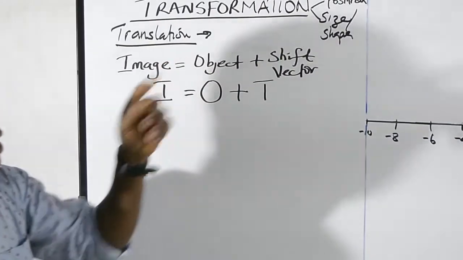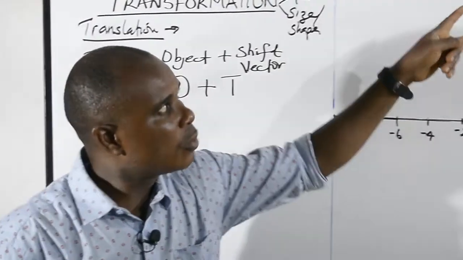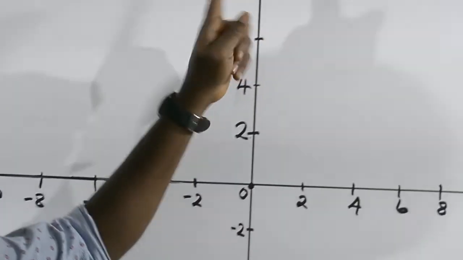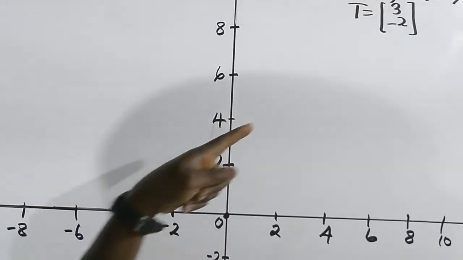So let's see how the 2002 question applies to this translation. It says translate this object using the shift vector.